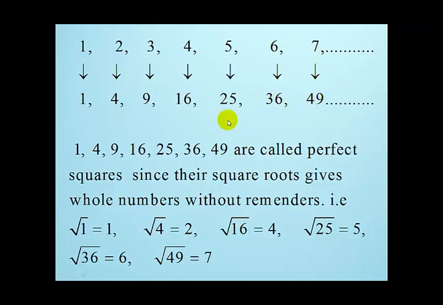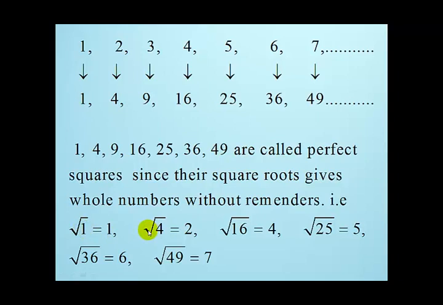Now, 1, 4, 9, 16, 25, 36, and 49 are called perfect squares, since their square roots give whole numbers without remainders. When we take the square root of 1, the answer is 1, and 1 is a whole number without a remainder. Therefore, 1 is a perfect square.